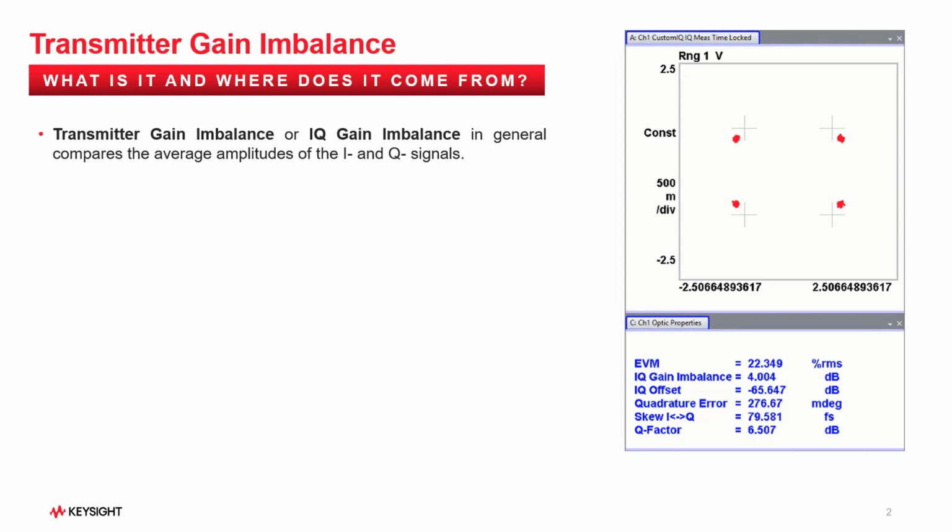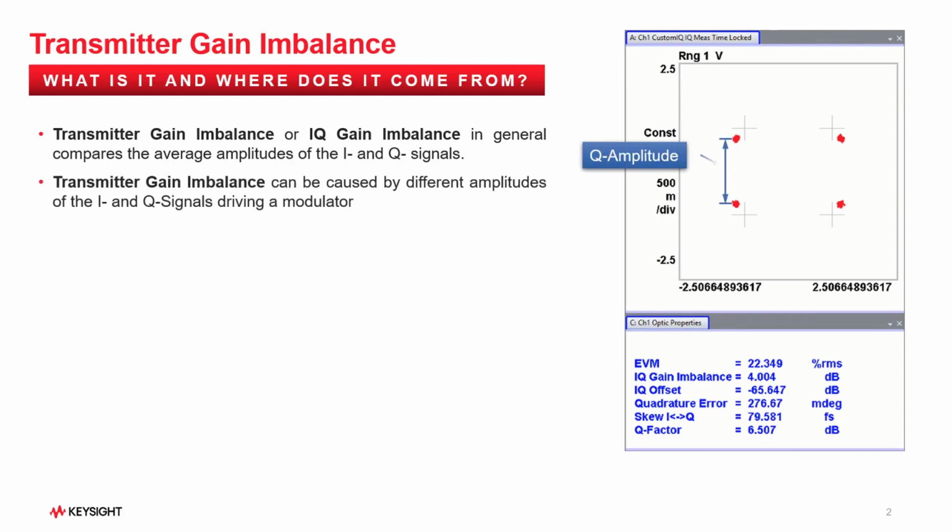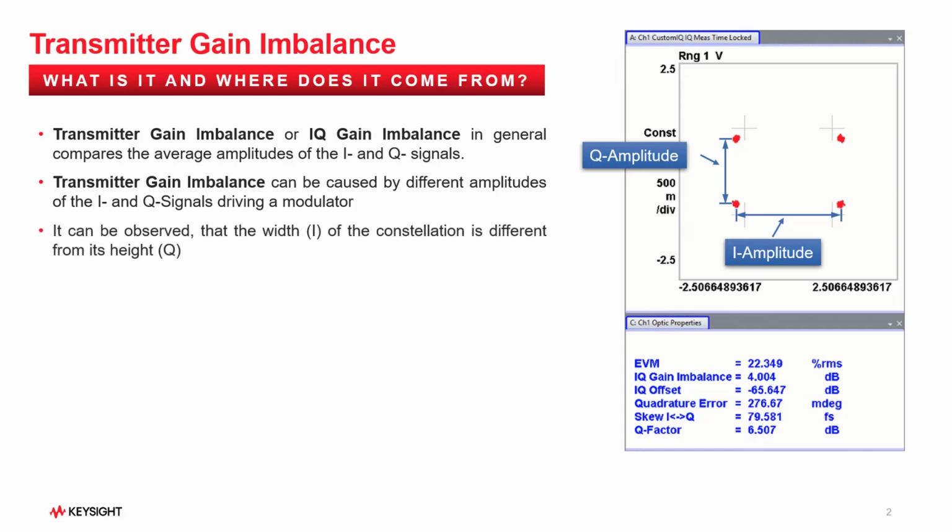To measure the gain imbalance, the amplitudes of the I and Q signals are compared against the amplitudes of a reference constellation, shown as 4 gray crosshairs in the constellation diagram. They mark the positions of the expected constellation points. Transmitter gain imbalance occurs when the amplitudes of the two signal components are of different amplitudes. The constellation diagram on the right-hand side shows a constellation distorted by the transmitter gain imbalance. It can be observed that the width of the constellation is different from its height.